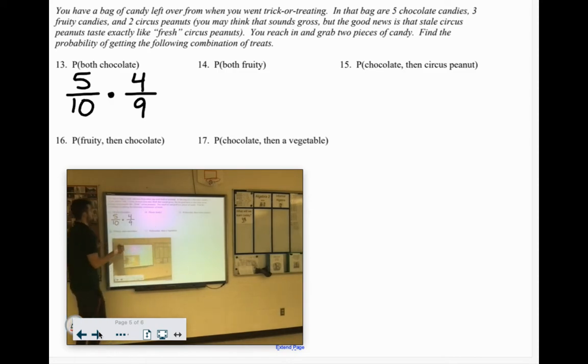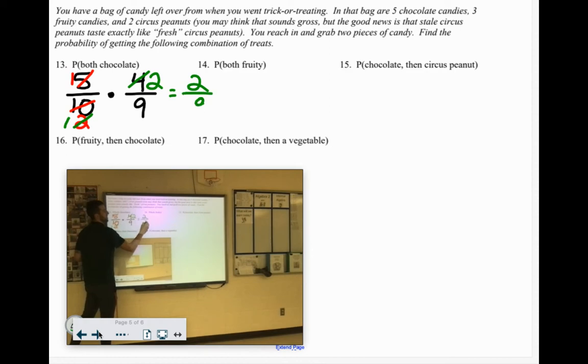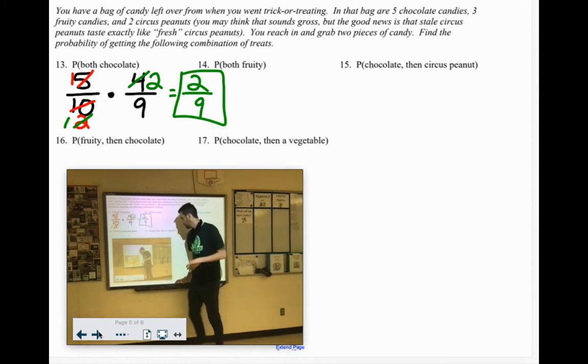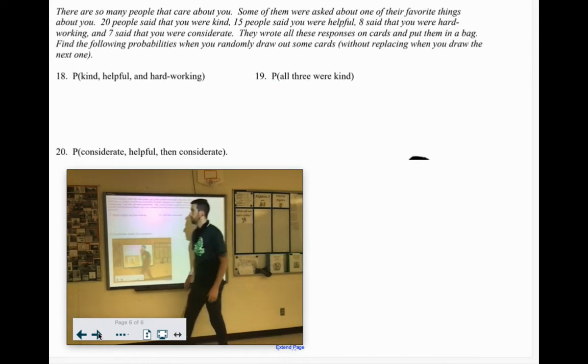Now let's simplify. 5 goes into 10 2 times. We can even do now the 2 with the 4. 2 goes into 4 2 times. So the numerator, we have 1 times 2 is 2. Denominator, 1 times 9 is 9. So the likelihood you're going to get 2 chocolates is 2 out of 9. Let's go to the last scenario here.